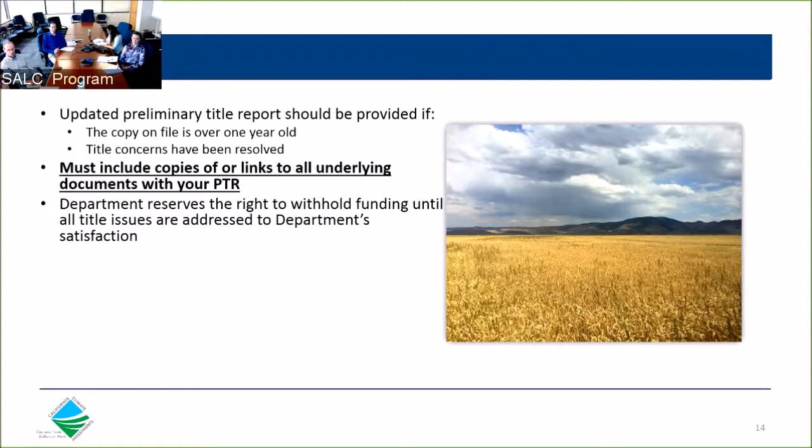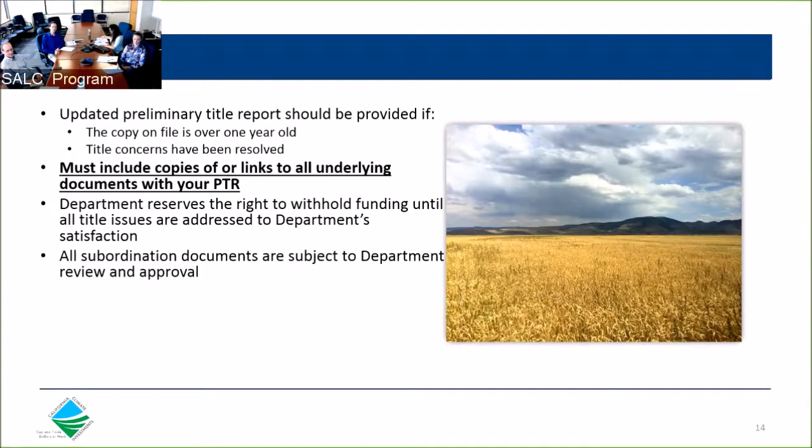Title concerns we typically flag include, but are not limited to, separated mineral rights, legal access, and other third-party interests. Title concerns that can be addressed through subordination include leases and deeds of trust. All subordination documents are subject to the department's review and must be approved by DOC prior to the close of escrow. Deeds of trust may also be paid off in full. So if your landowner decides to pay off their deed of trust in escrow, you will need to include the reconveyance within your escrow instructions.